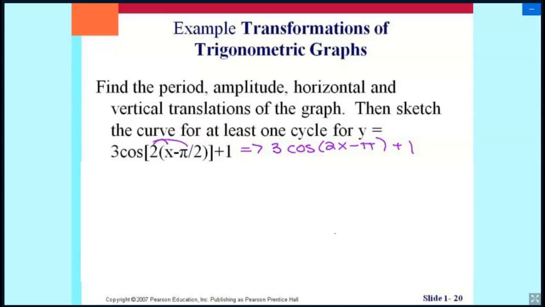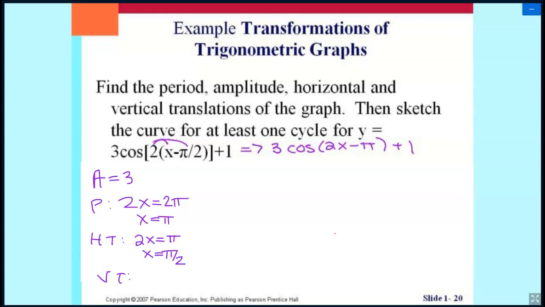The amplitude is 3. Your period is 2x equal to 2 pi, or x equals pi. Your horizontal translation is 2x equal to pi, or x equals pi halves. And your vertical translation is up 1.